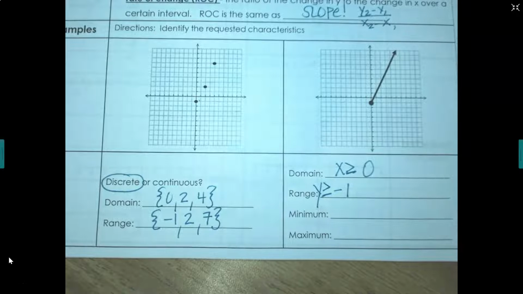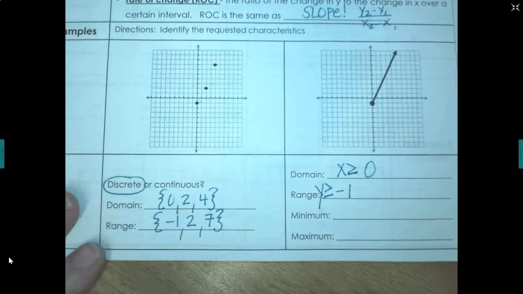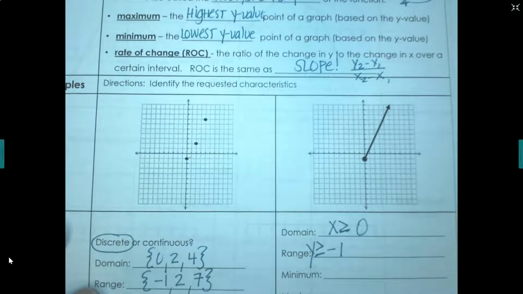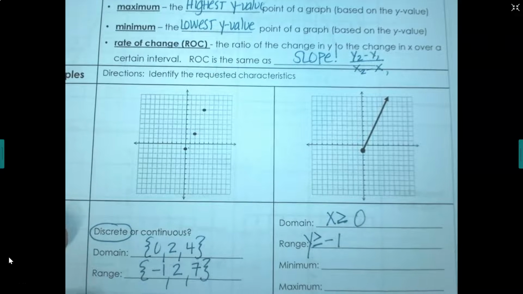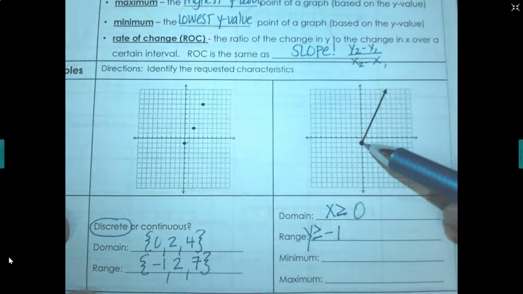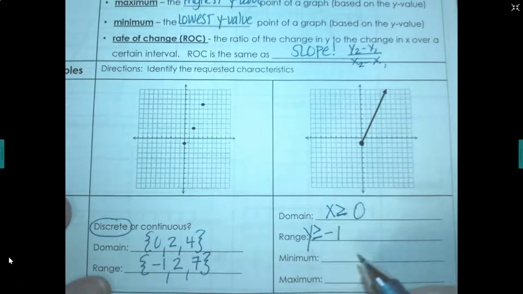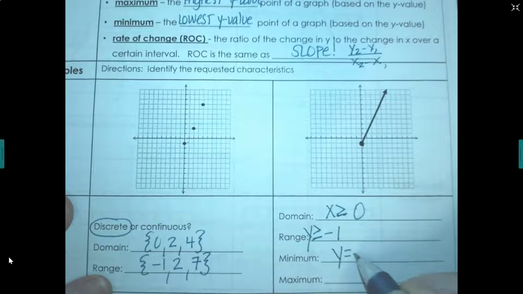All right, now the minimum and the maximum are new here. So let's look back up here. So it says the minimum, which is what we're trying to find. The minimum is the highest y value, or sorry, the lowest y value point on the graph. Okay, so when I look at my graph, the very lowest point is this point, and my y value there is -1. So I'm going to say y is -1.